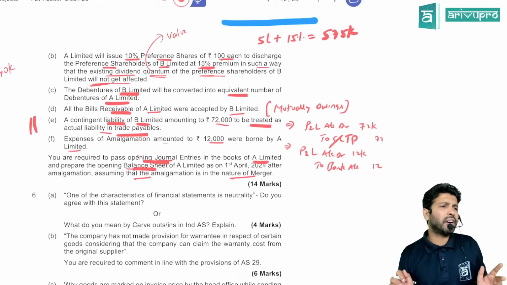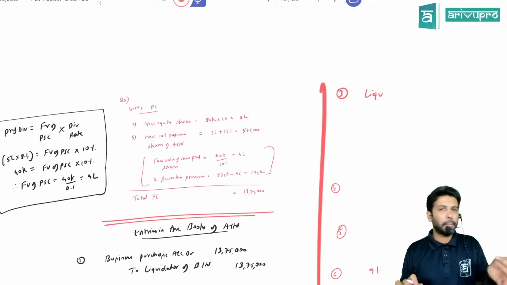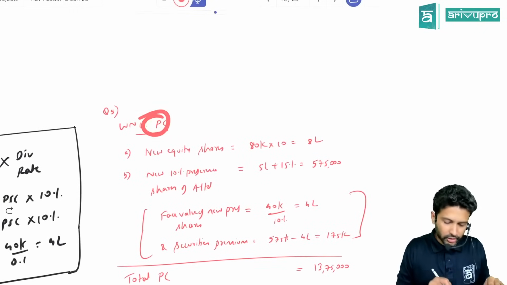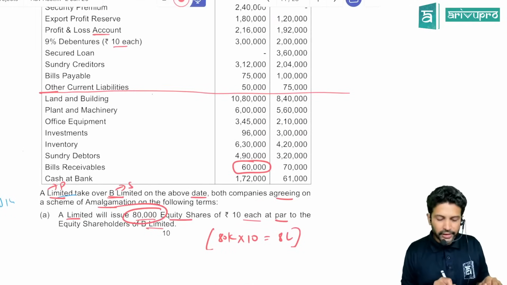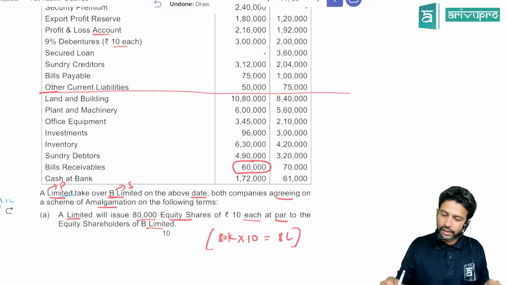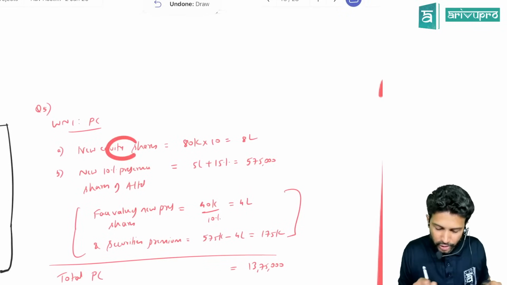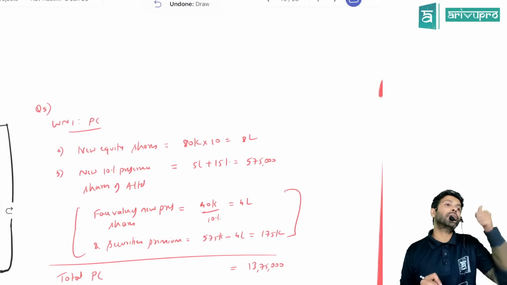Can we pass the journal entry? Yes. But before you pass the journal entry, first we need to calculate PC. PC missing or given? Given. So again we will calculate how many equity shares were given. 80,000 equity shares of 10 each. So how much was given to equity shareholders? 8 lakh. This is one part of PC. New equity shares are issued by the purchasing company to the extent of 8 lakh.